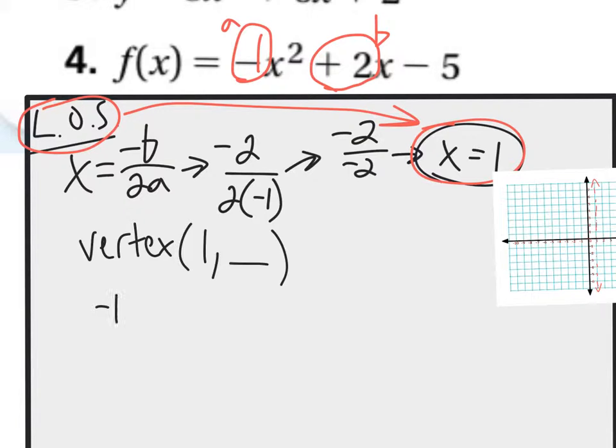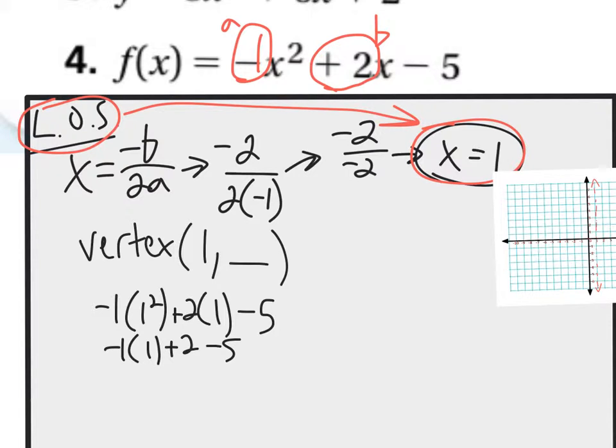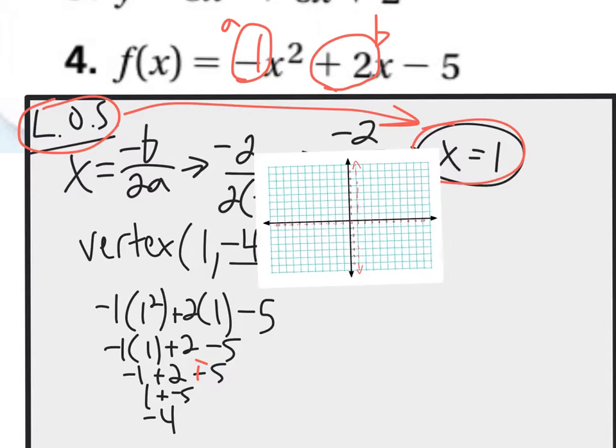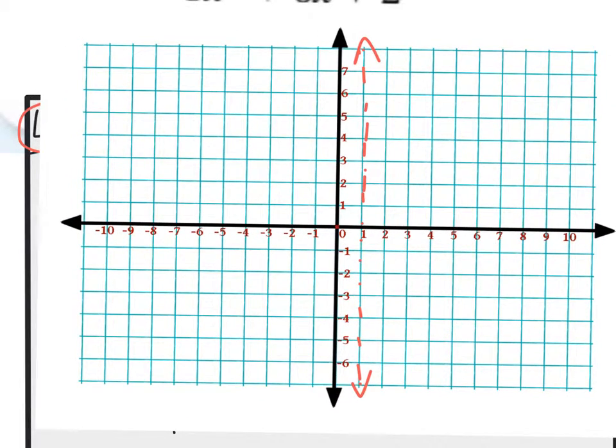So if you put a 1 in for x, technically, if we had a calculator, you could type this all in your calculator and it would just give you an answer. Just make sure you are able to do this without a calculator if needed, because we don't always have a calculator that we can use. Okay, so 1, negative 4 should be our vertex. And again, this opens down. So 1, negative 4, that's actually going to be the highest point on my graph this time. It's going to be my maximum point.